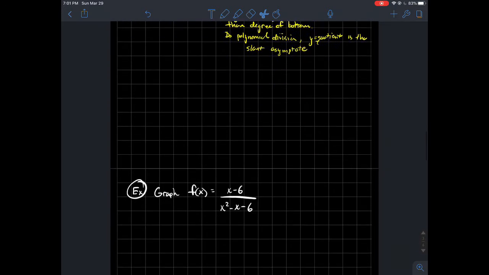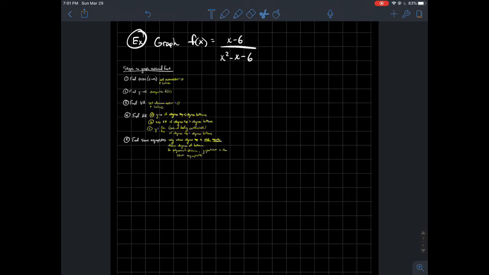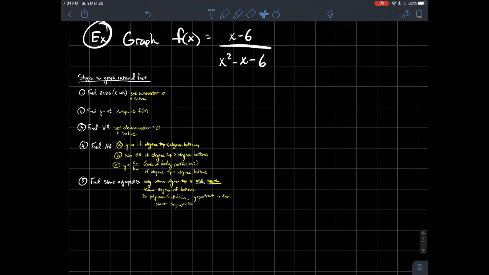But let's see if we can use these steps to help us graph a few of these. So we're supposed to graph x minus 6 over x squared minus x minus 6. And what I've done is I've taken what I wrote on the previous page and just made it super duper tiny, just so we can kind of follow it as we go. So number 1, let's try to find the zeros, or the x-intercepts. And that's when you set the numerator equal to 0. So x minus 6 equals 0, so x equals 6. So that's where this function crosses the x-axis.